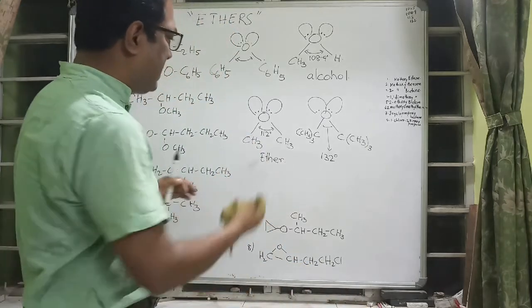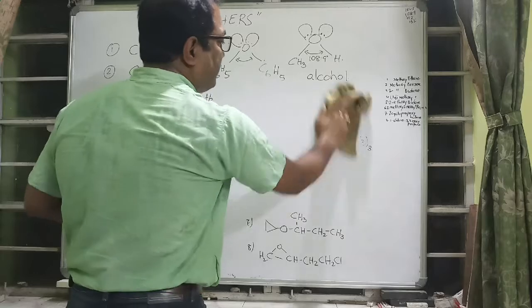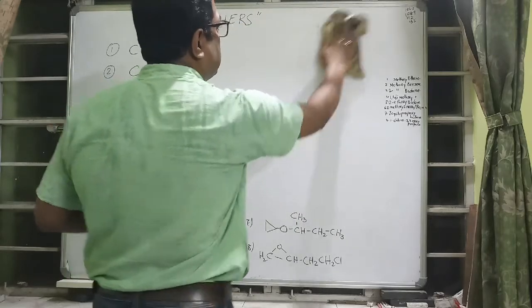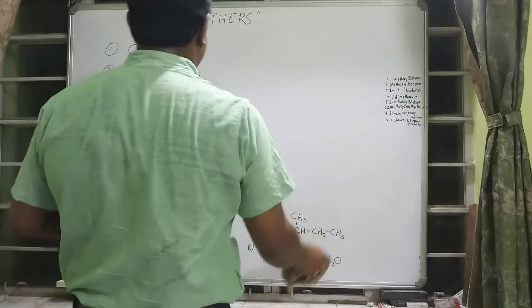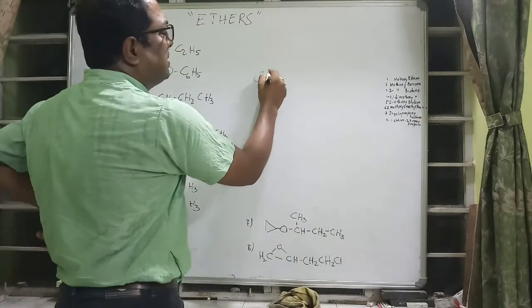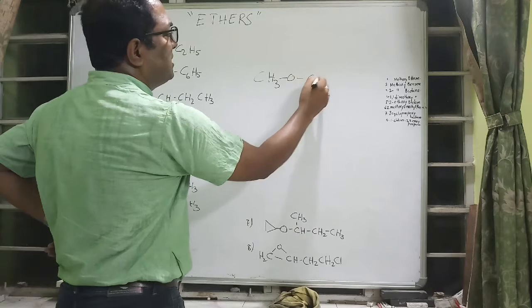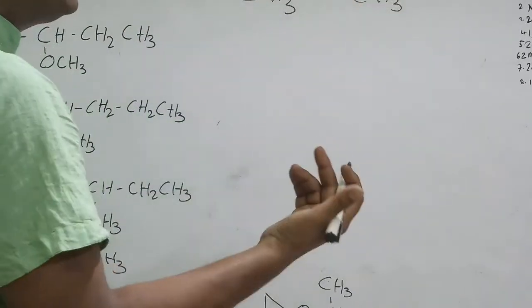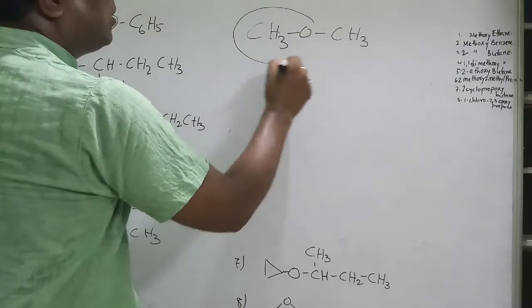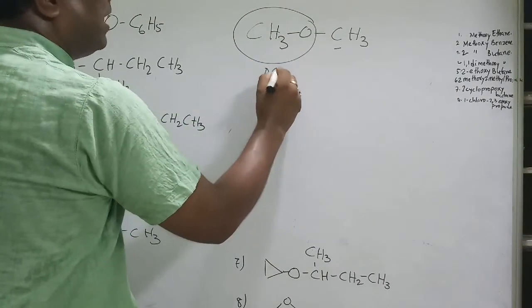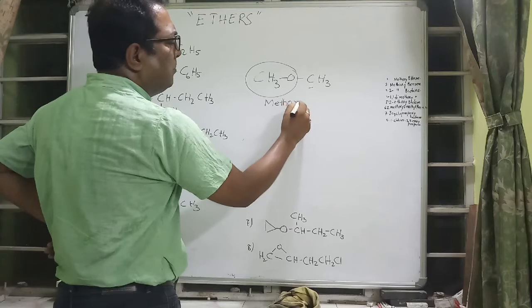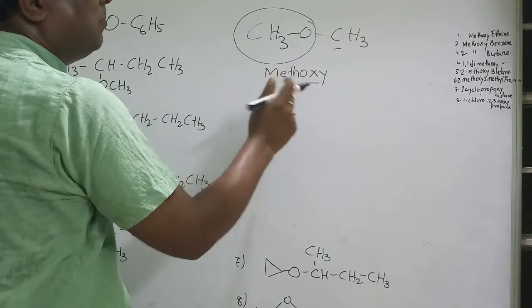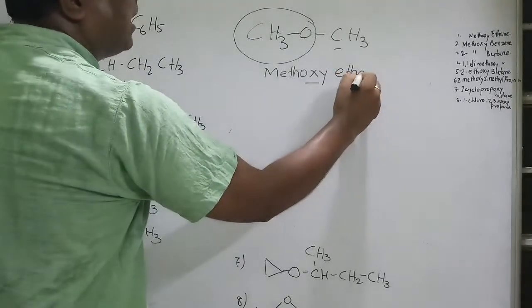I have written a cluster of 8 such compounds, and let us see how we can name them easily. So here you know that if it is CH3OCH3, the number of carbon being the same and both being alkyl groups, we call this methoxymethane. Because of this oxygen we call this oxy, and with one methyl group here, methoxymethane.